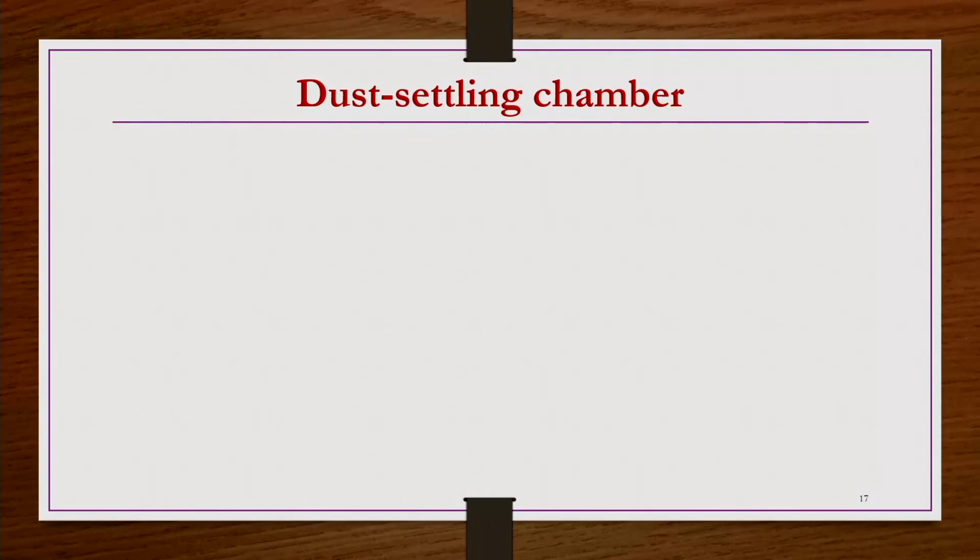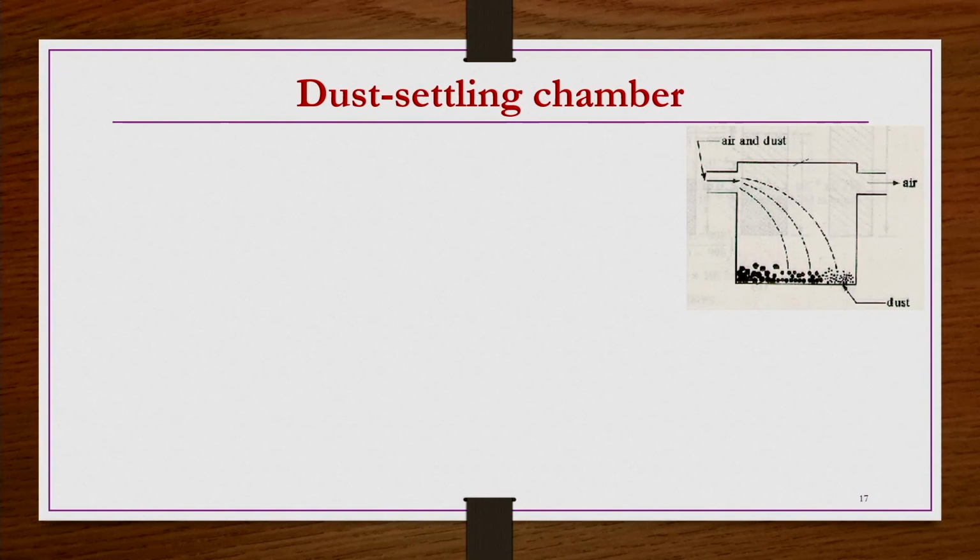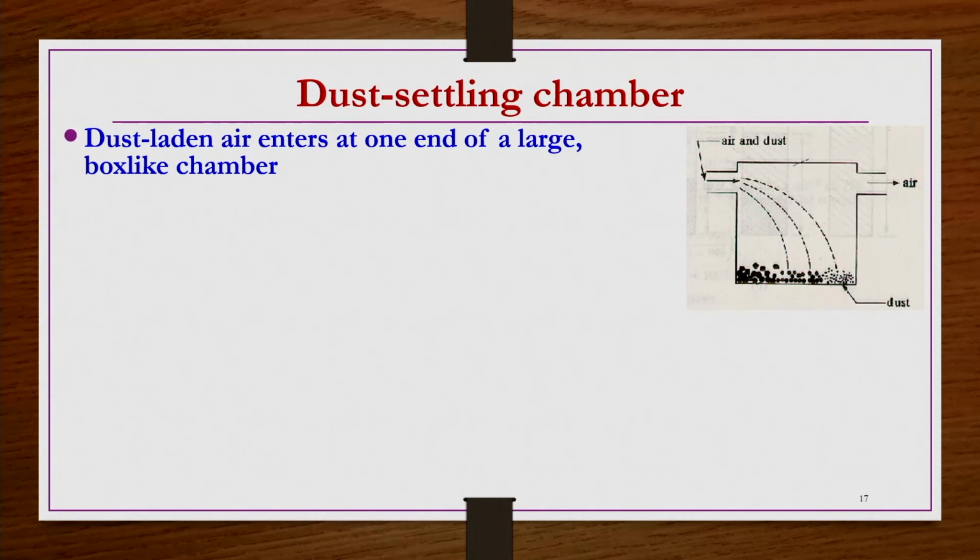Now, we will be discussing a few classifier equipment. Let us start with the dust settling chamber. So, a dust settling chamber is nothing but a box like chamber like this. It is of a bigger size, something like this. In this one, dust laden air or gas is allowed to pass through. This air has dust particles with different size distributions. So, there may be some fine particles and some coarse particles in this air, right.